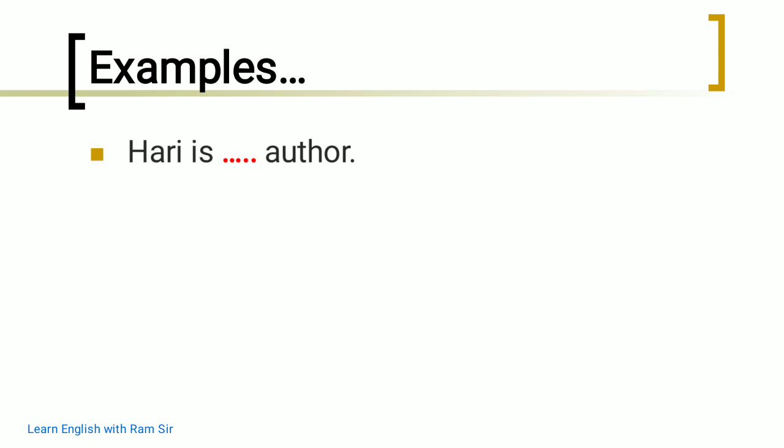So the word is author. Before that we have to use the article. So let's see, author. An o sound is there, and of course it is in our list. And due to that, which article will you use, a or an? So you have to use an.